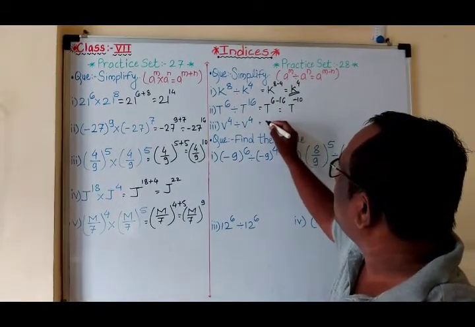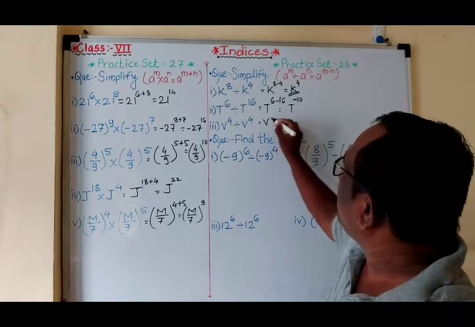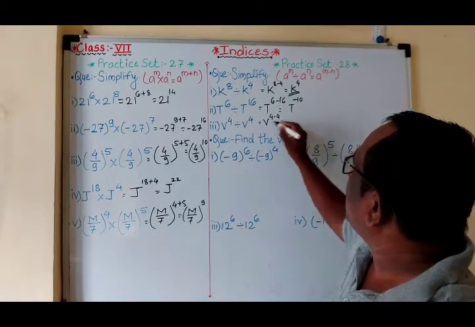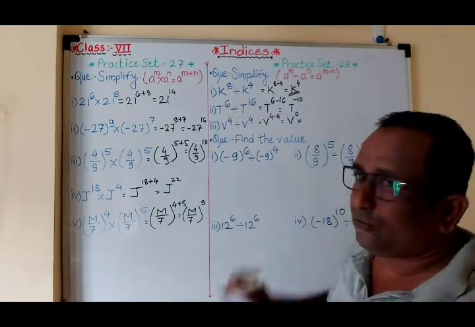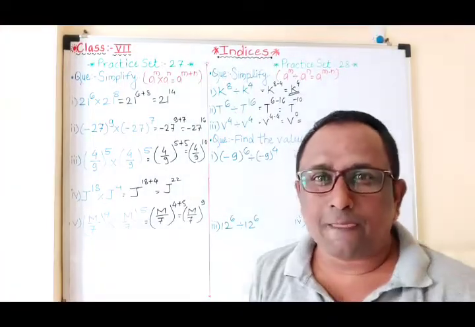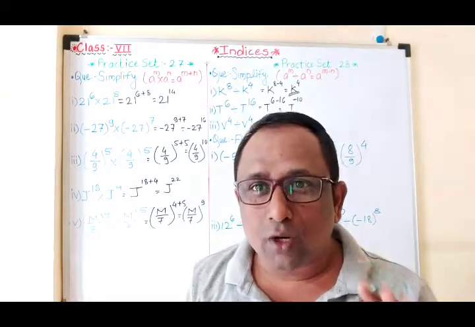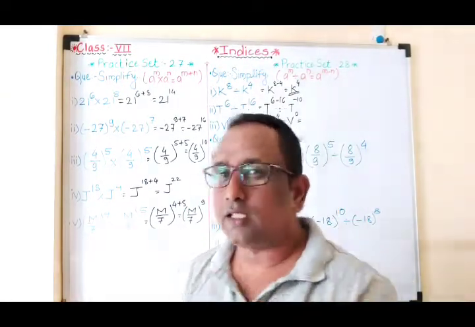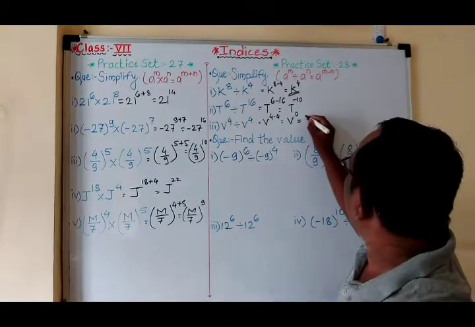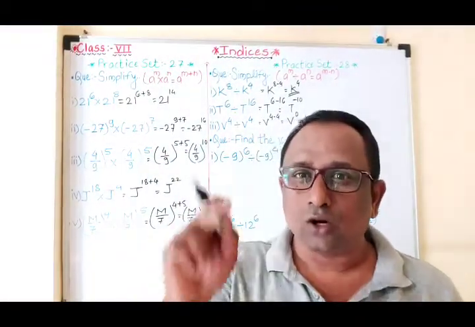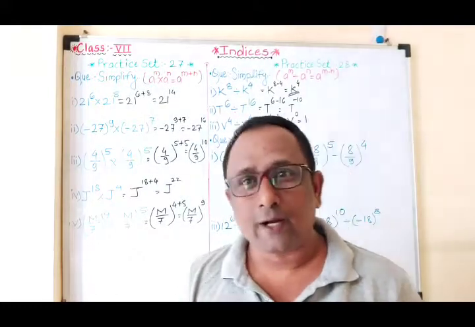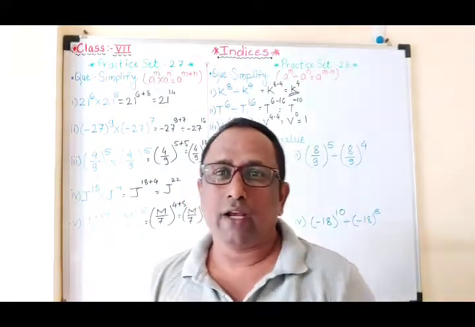Okay, now next one, V. Here V to the 4 minus 4. So 4 minus 4 means V raised to 0, and if we get the index or exponent 0, then always the answer is 1. So V is equal to 1. Why? See the rules, see the laws that are mentioned.